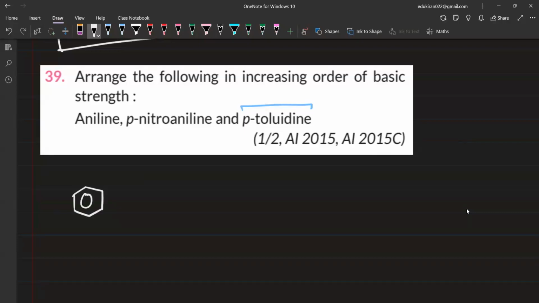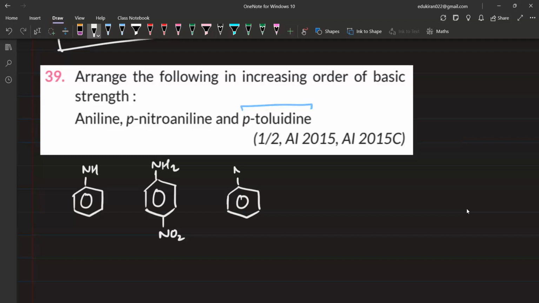Aniline is NH2. P-nitroaniline, I hope you can make it: NH2 and in the para position you have NO2. What do you have in toluidine? We have NH2. If you remember, toluene has a CH3 group, right? So CH3 is here. Now this is zero, neither plus M nor minus M. This is minus M. This is plus M.